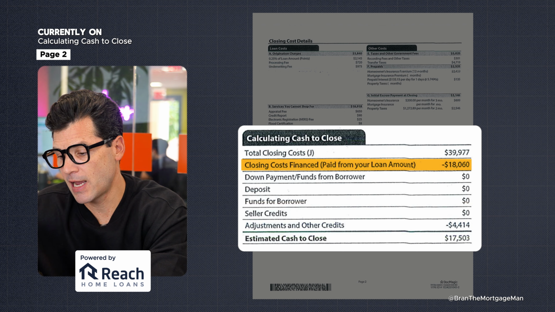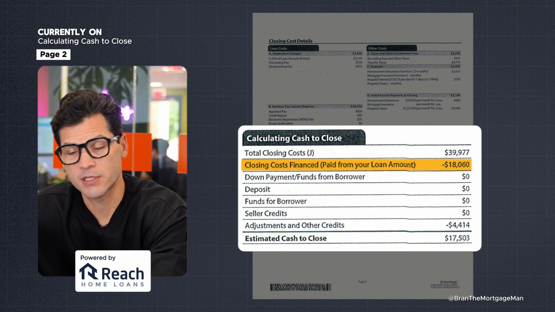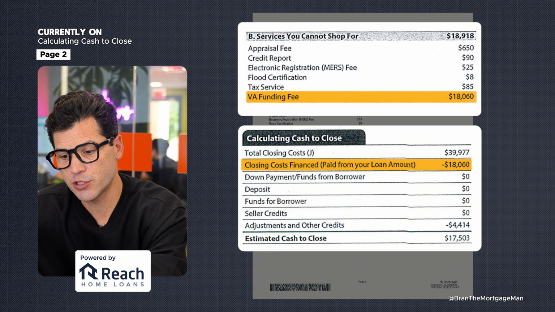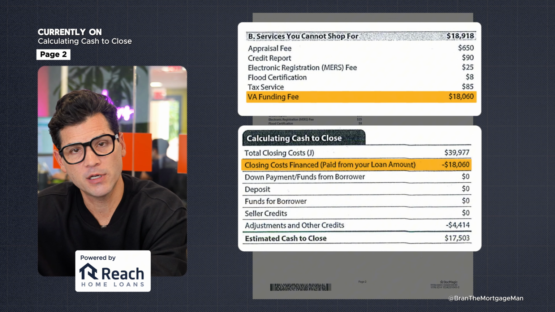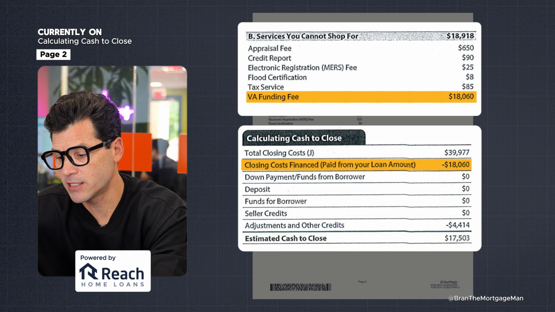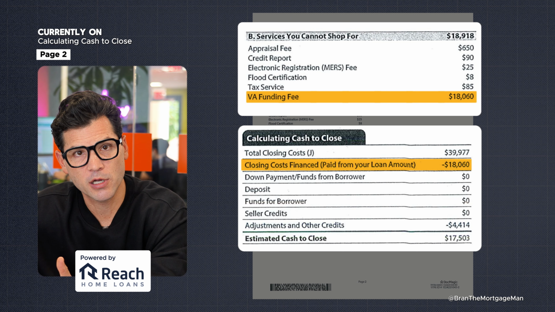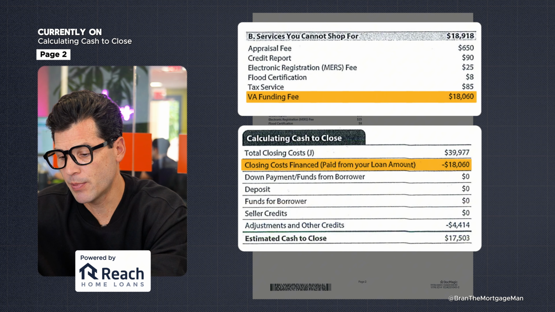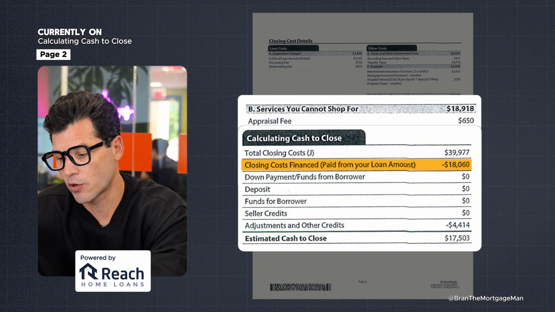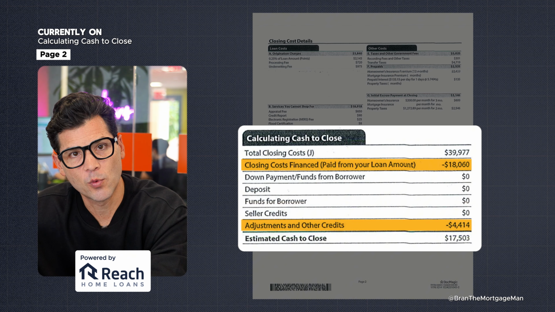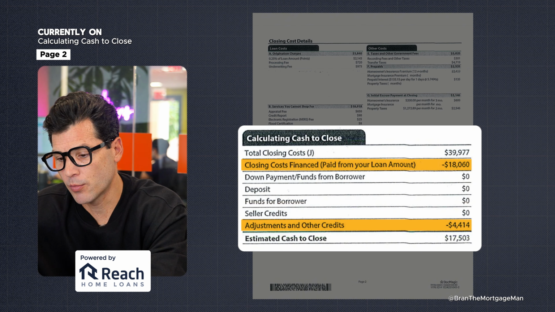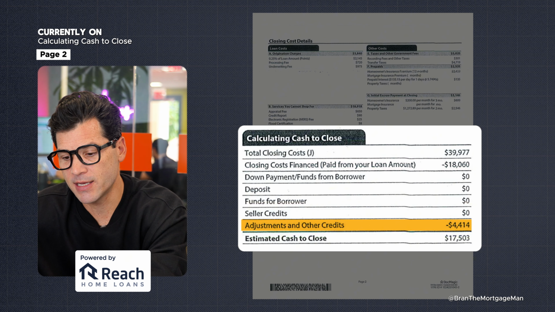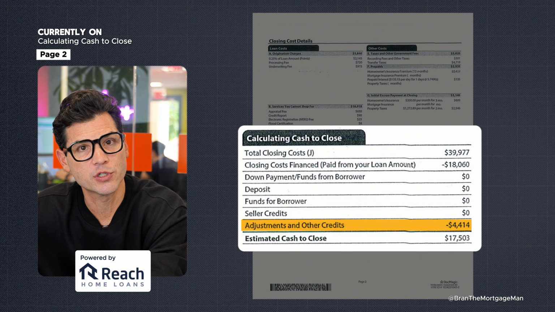So you'll see there's a negative $18,060. That's the VA funding fee that matches the number in box B for VA funding fee that's being financed. So that gets subtracted off of those closing costs because it's being financed in. On top of that, you'll notice something called adjustments and other credits, negative $4,414. That number is exactly the same as the title premium for lender's coverage in box C.